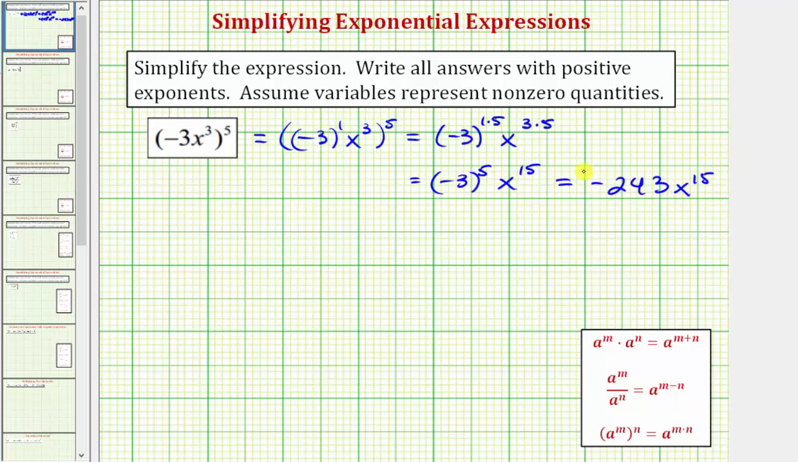Now I do want to show this another way. If we start with (-3x^3)^5, as long as we know what it means when something is raised to the fifth power, we could always expand this and then simplify. Because we have (-3x^3)^5, we know we have 5 factors of negative 3x^3.